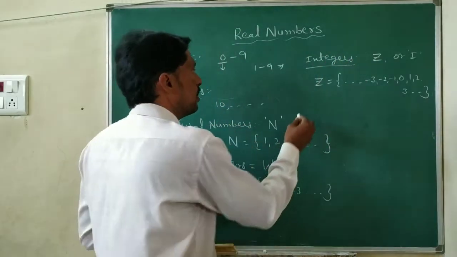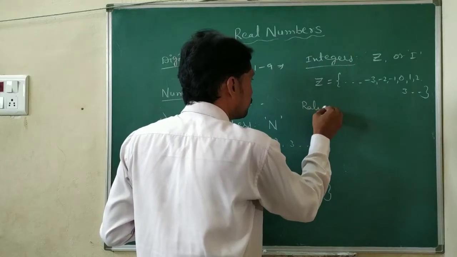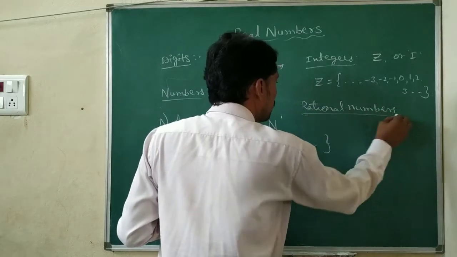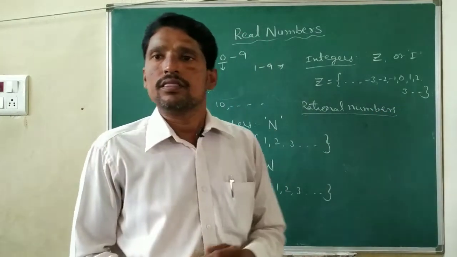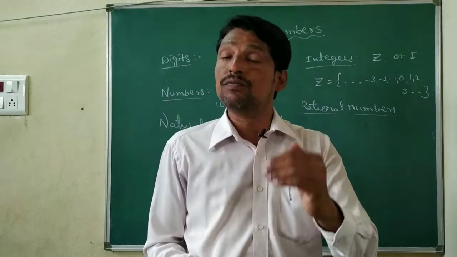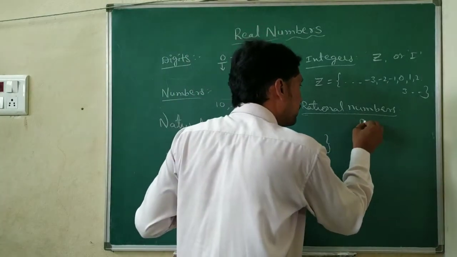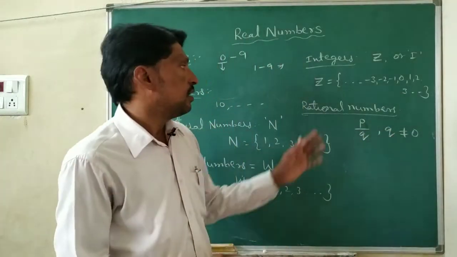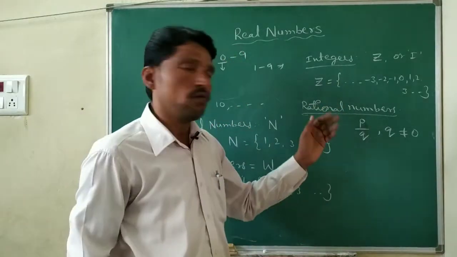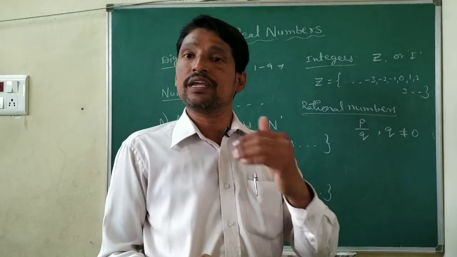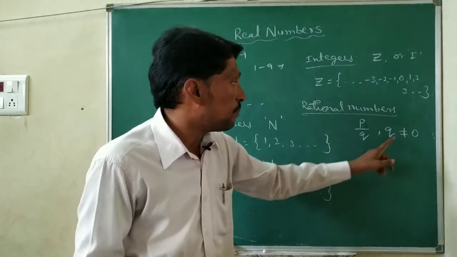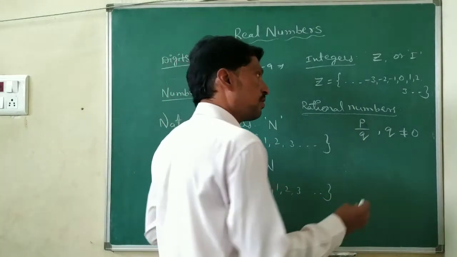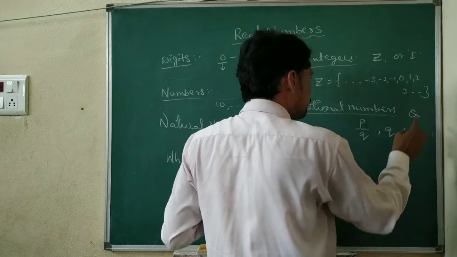Next, rational numbers. What are rational numbers? The numbers which we can write in the form of P by Q, where Q is not equal to 0, are called rational numbers. Here the denominator must not be equal to 0. It is denoted by Q.